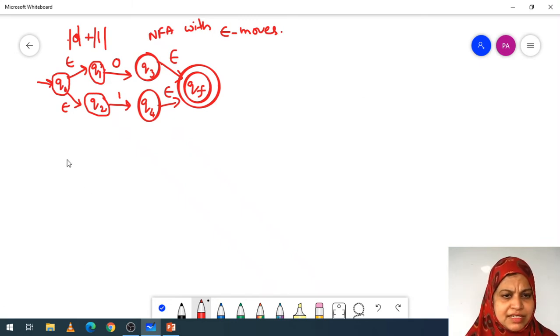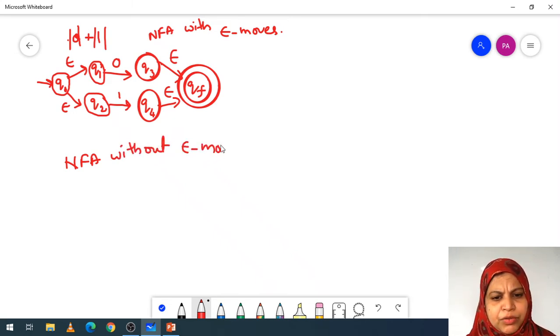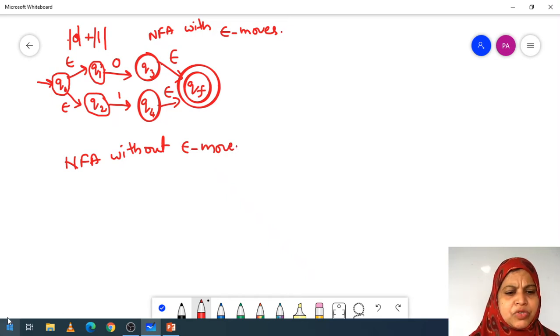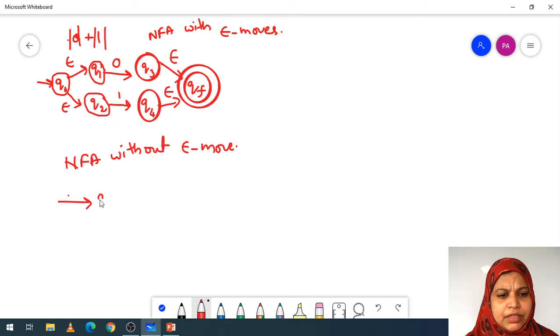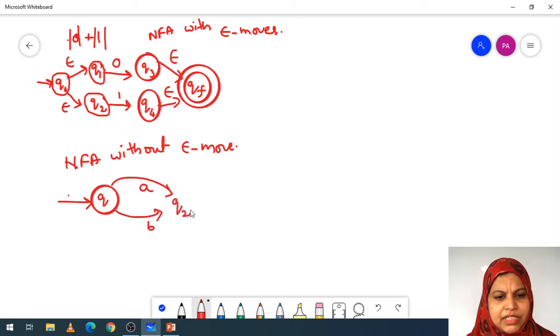Now I am going to construct the same thing as an NFA without epsilon moves. How am I going to convert this to an NFA without epsilon moves? Directly we can write here: from Q naught on A you are getting here, and also on B we are getting the same state.